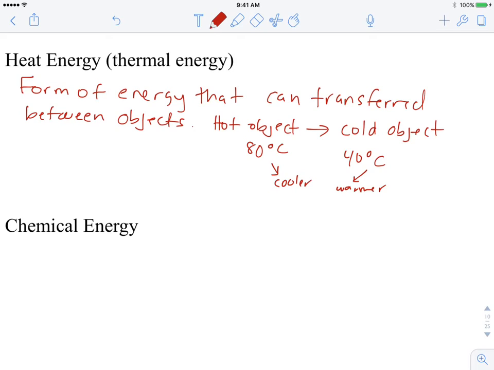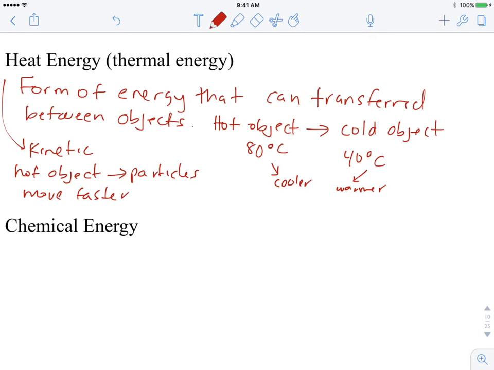Also, you can think of heat energy as a kind of kinetic energy. Really, if you have a hot object, the particles are moving faster. You may remember from your previous science courses, or maybe not, that kinetic energy is about how objects or particles move. The faster you move, the more energy you have.